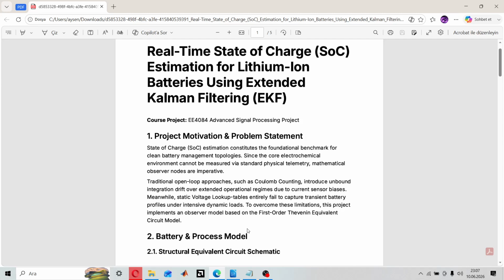electromechanical environment of a lithium-ion battery cannot be quantified directly via standard physical telemetry. Therefore, a mathematical observer is imperative. Traditional open loop approaches such as coulomb counting suffer from unbounded integration drift over extended operational regimes due to current sensor biases. On the other hand, static voltage lookup tables entirely fail under intensive dynamic loads because they neglect transient battery profiles. To overcome these structural limitations, this project implements a robust model-based observer.